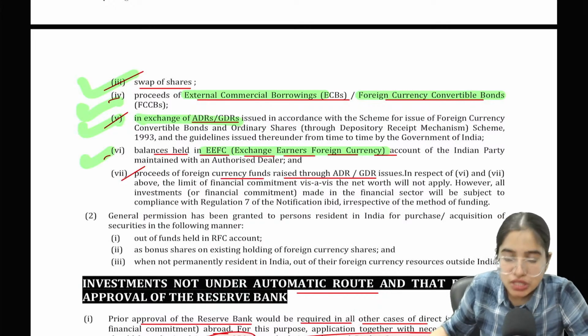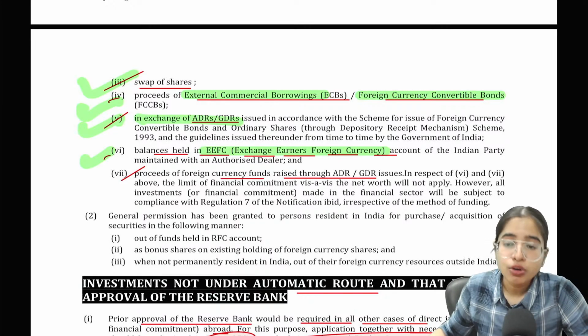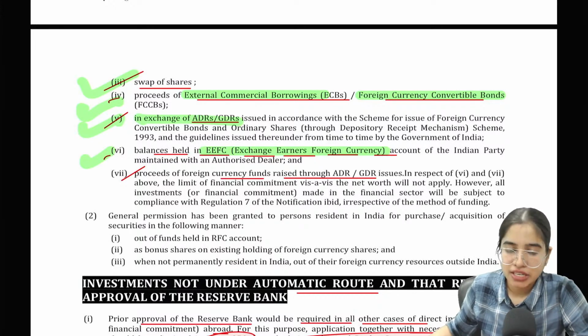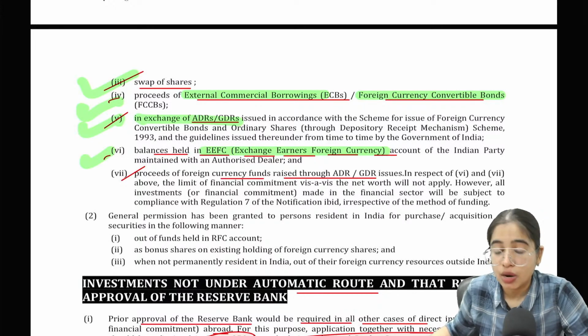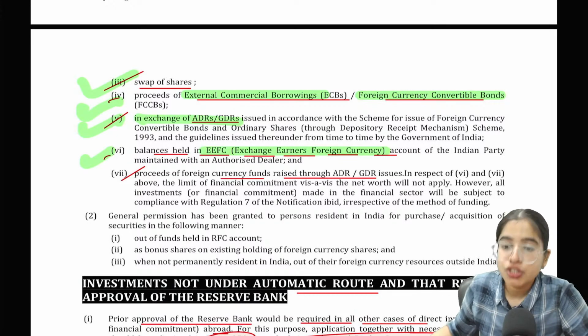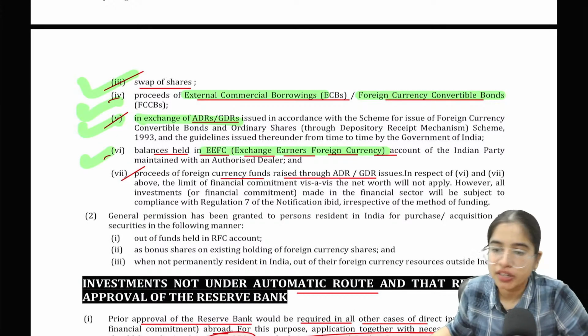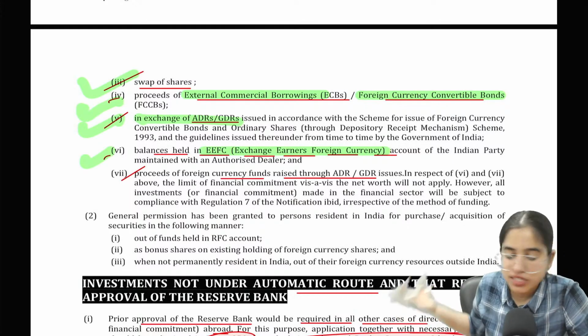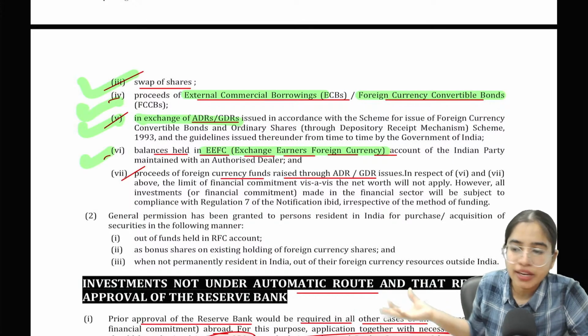So especially for certain entities, it is allowed to open an account. Basically, this is like a bank account: EEFC, Exchange Earner Foreign Currency Account. It is a bank account in which people are allowed to keep foreign currency. Just like I have a normal bank account, where I can hold my Indian rupee balance.